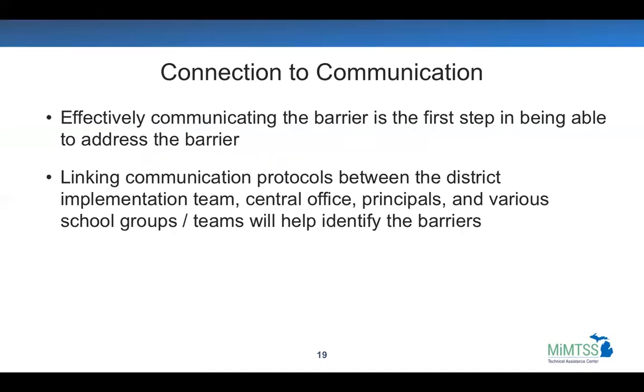Recall the example linking communication protocols shared earlier. Linking communication protocols prompt the communication of many need-to-knows, including barriers to implementation. Schools need a way to communicate barriers they cannot remove on their own to the district implementation team, and the DIT needs a process for communicating with decision makers in order to remove them.